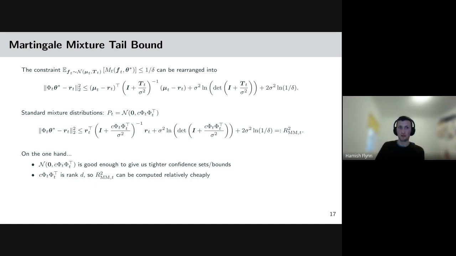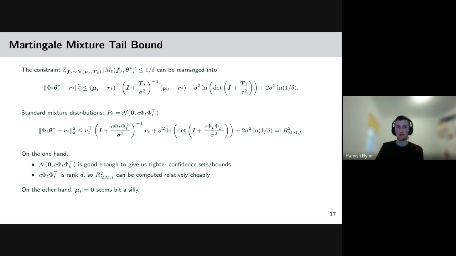So the formula suggests that we need to invert and take the determinant of a t by t matrix. But with this standard choice, the covariance matrix is rank D. So in the end, we can exploit this, and we only need to invert and calculate the determinant of a D by D matrix.